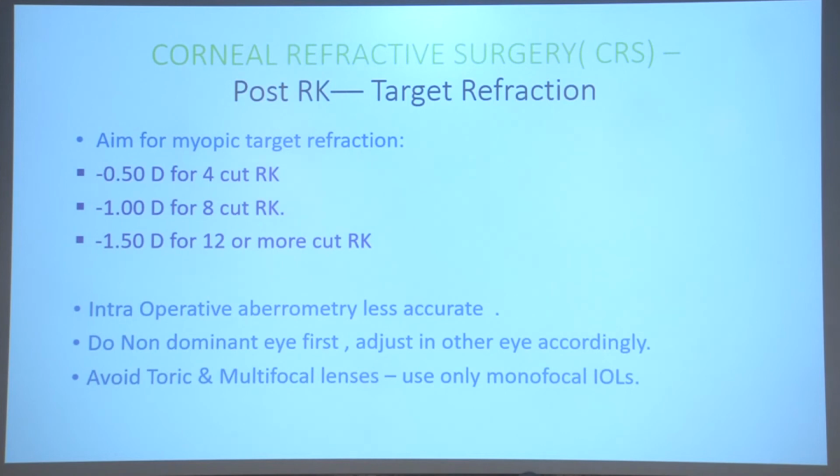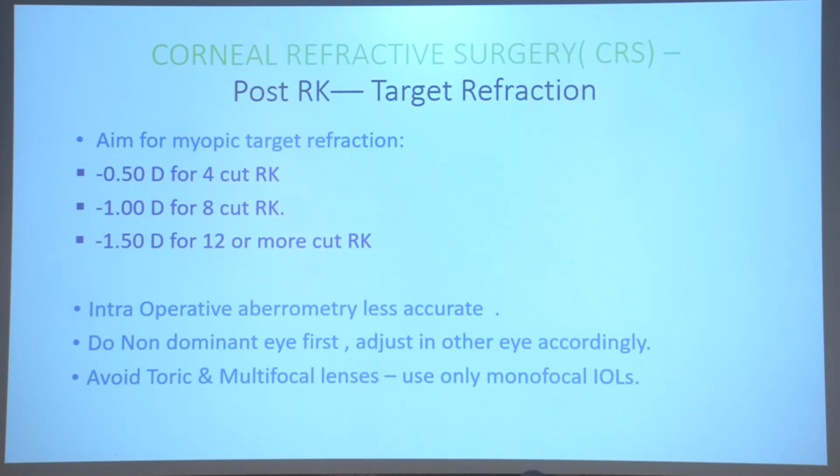And the rule, a certain rule, is minus half diopter for 4 cuts RK, which we rarely see, 1 diopter for 8 cuts and 1.5 or more for 12 or more RK cuts. In such patients, intraoperative aberrometry is also less accurate, so you're not going to be able to take the help of that. Do non-dominant eye first.